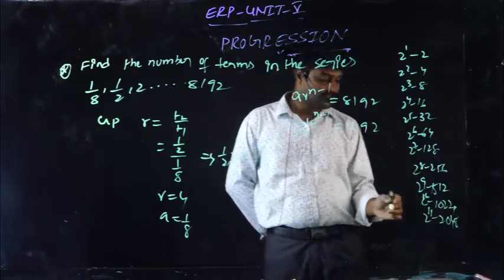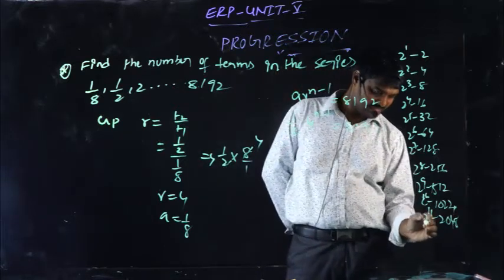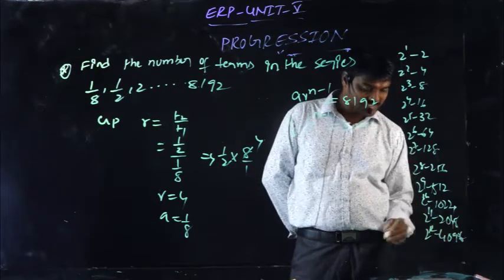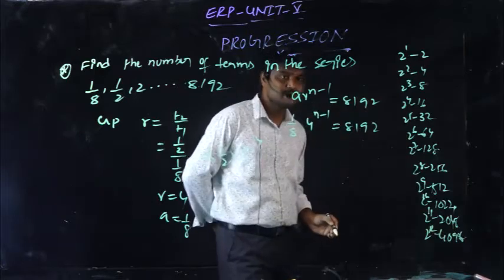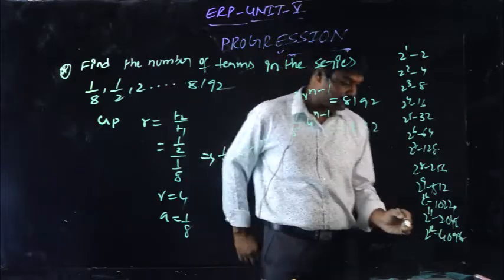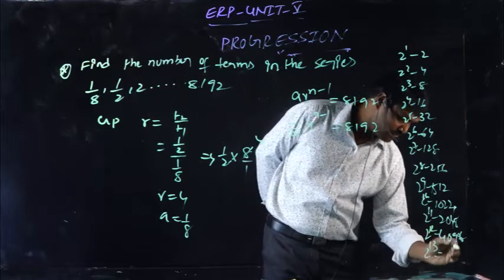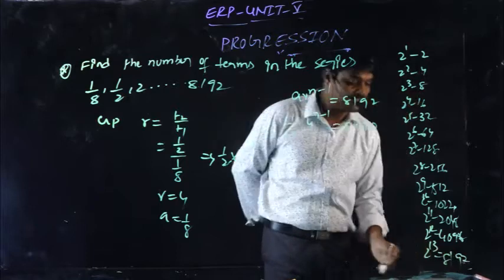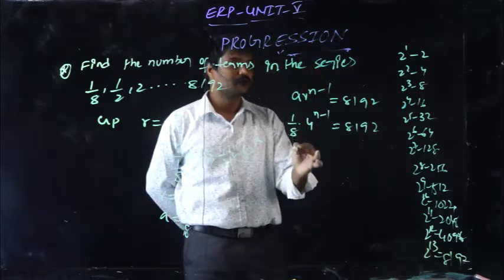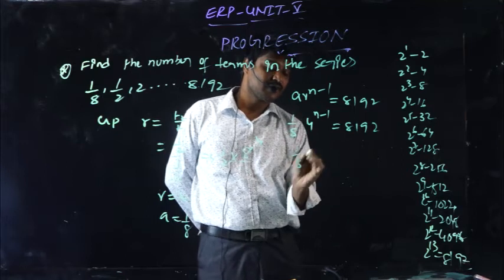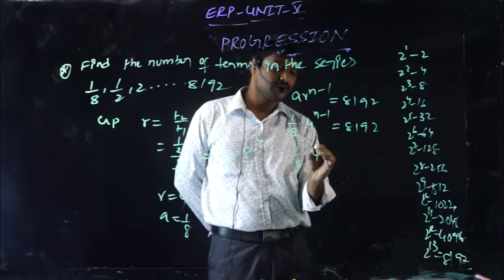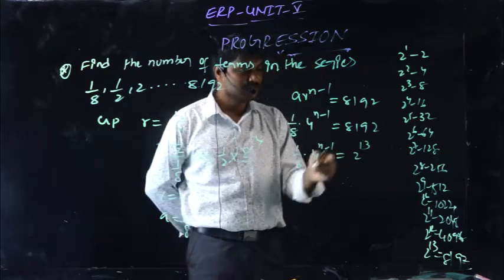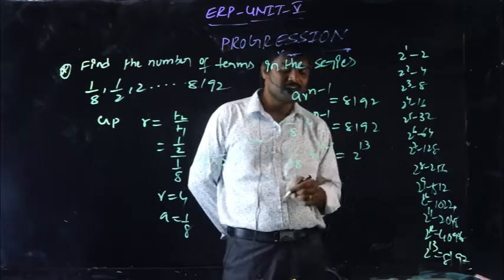So 2 power 12 is 4096, and that times 2 gives 8192. So 2 power 13 equal to 8192. That means 1 by 8 into 4 power n minus 1 equal to 2 power 13.